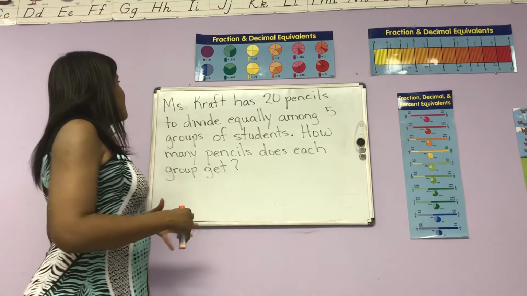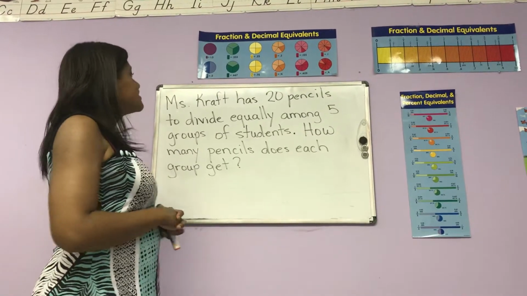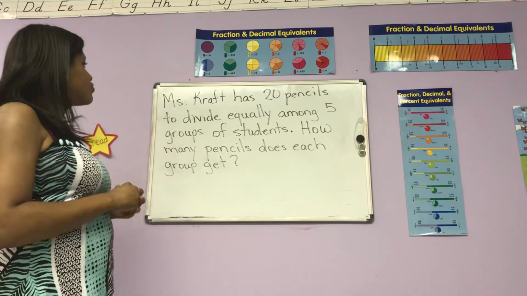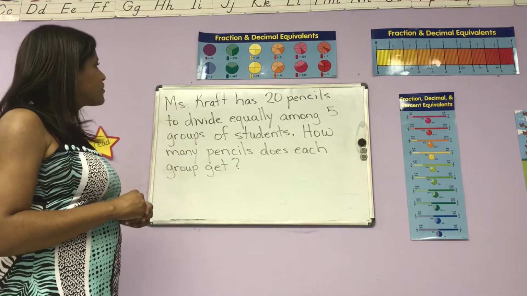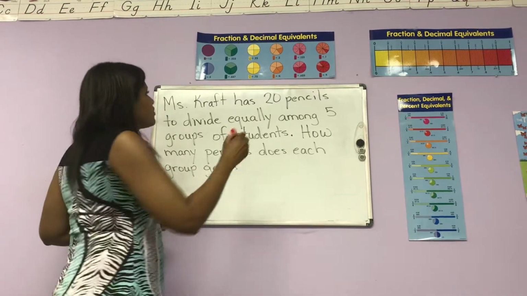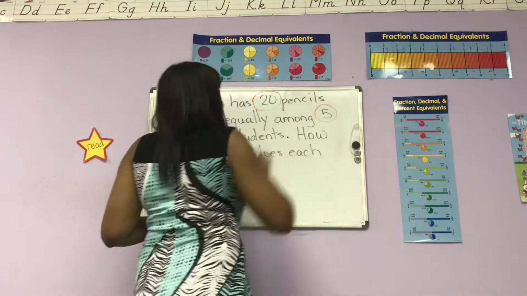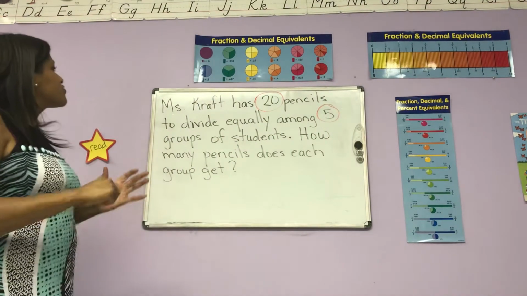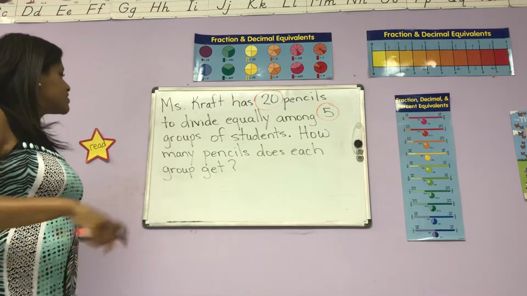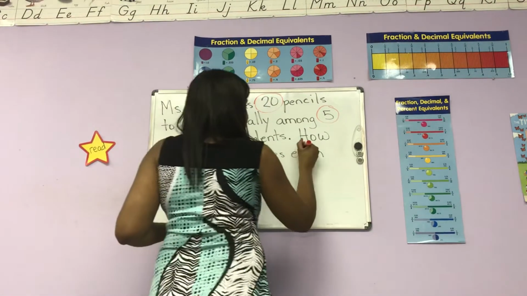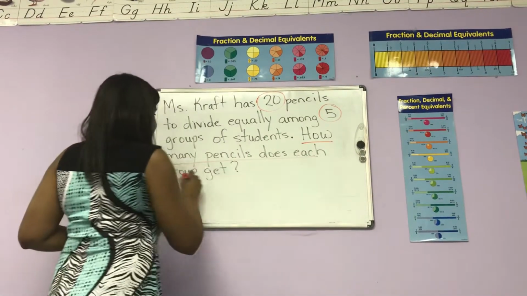So this question says, Miss Kraft has 20 pencils to divide equally among 5 groups of students. How many pencils does each group get? All right, so I'm going to circle my important numbers. We have 20, we have 5. So Ms. Kraft has 20 pencils to divide equally among 5 groups of students. And my question is, how many pencils does each group get?